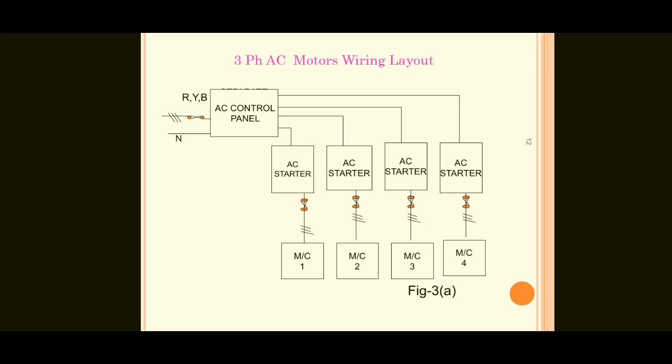Next one, 3-phase AC motors wiring layout. In each phase, one starter is present. It is an AC motor, so an AC starter is there. Now this is the figure: R, Y, B, AC control panel, AC starter connected to machine 1. Similarly, machine 2, machine 3 and machine 4. In each phase, one starter is connected.